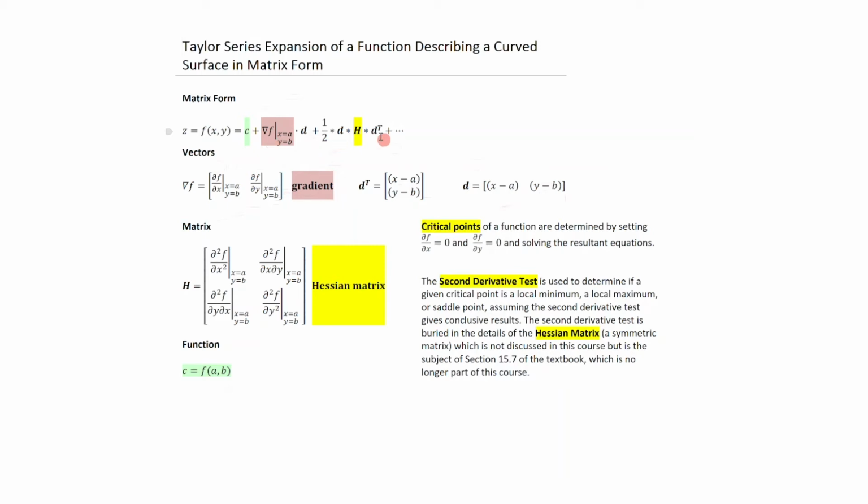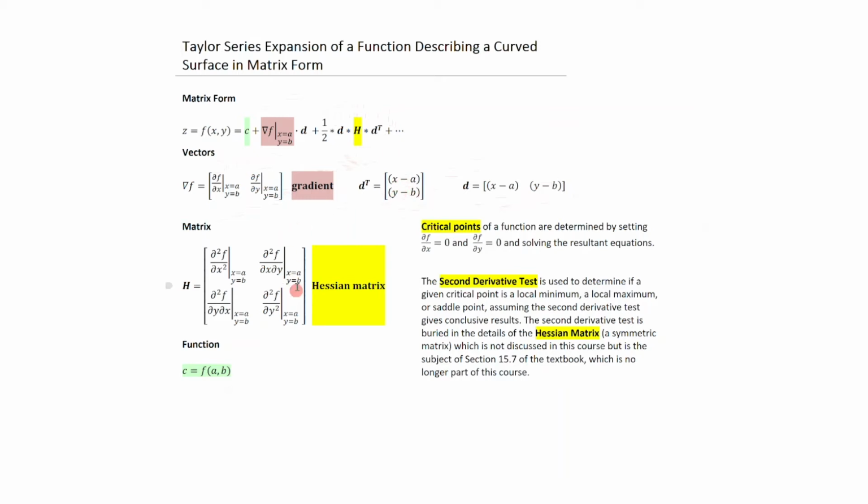Now for the second order term, we can use this expression to get the second order terms on the previous page. However, we have to make a slight change. Notice here I've got a star, which is meant to mean multiplication. So we're now looking at this in matrix form. D would be a row, and D transpose would be a column.